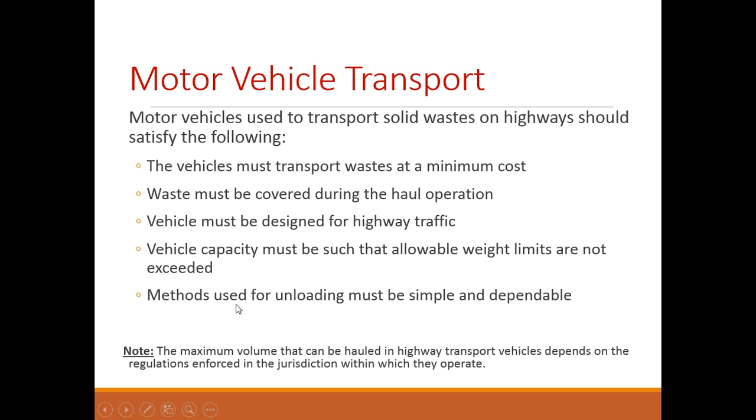And additionally, the methods used for unloading must be simple and dependable. So we looked at a couple of vehicles already over the course of the semester. For example, we looked at hoist trucks and tilt frame trucks, and we know that based on the design of these vehicles, once they have been loaded, when it comes time for unloading, it's a very simple process of activating the mechanisms in the truck so that the tray can be tilted and automatically emptied in another location.